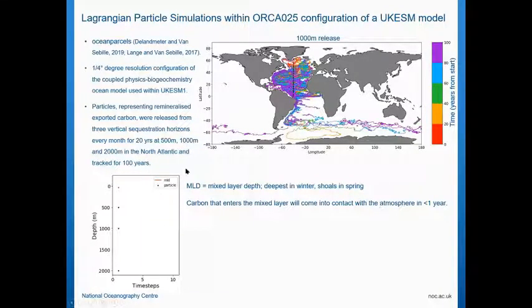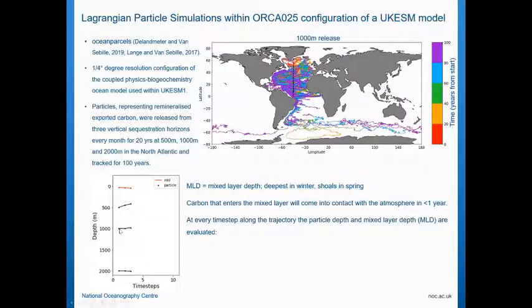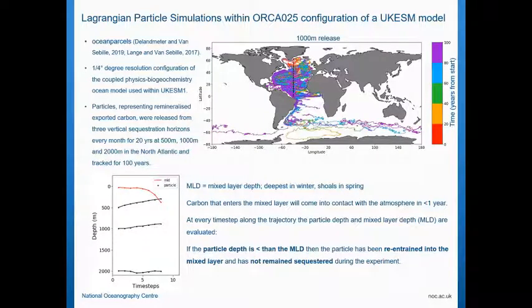And so I'm just going to show you a quick demonstration of how this works. So here we have particles released at 500 meters, 1000 meters and 2000 meters. And these are the imaginary trajectories, and this is the mixed layer depth. And then at every time step along the trajectory, the particle depth and the mixed layer depth are evaluated. And then if the particle depth is shallower than the mixed layer depth, then we say that the particle has been re-entrained into the mixed layer and has not remained sequestered during the experiment. And so, as you can see, we've stopped tracking the particle at 500 meters. So that was a very brief summary of the method.